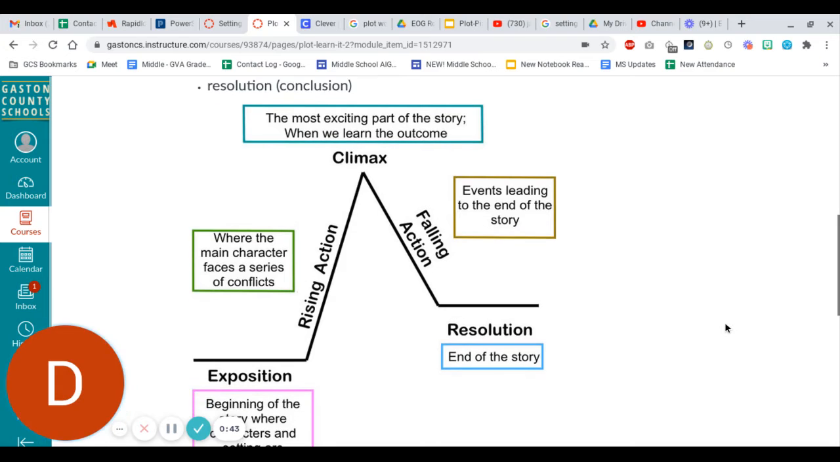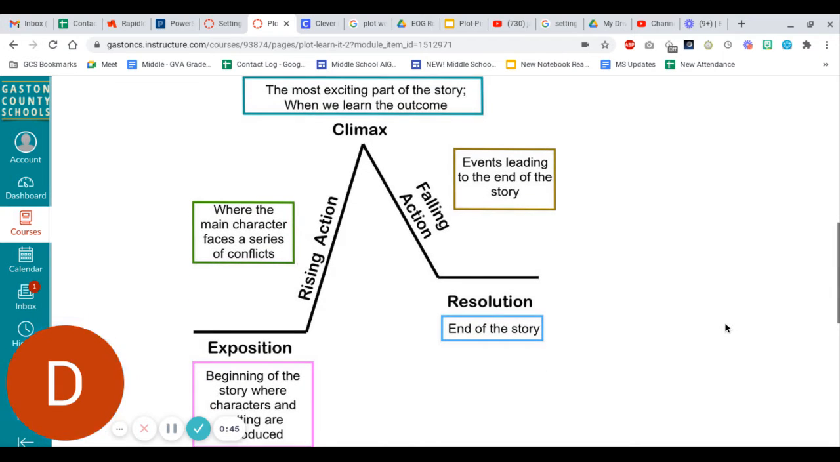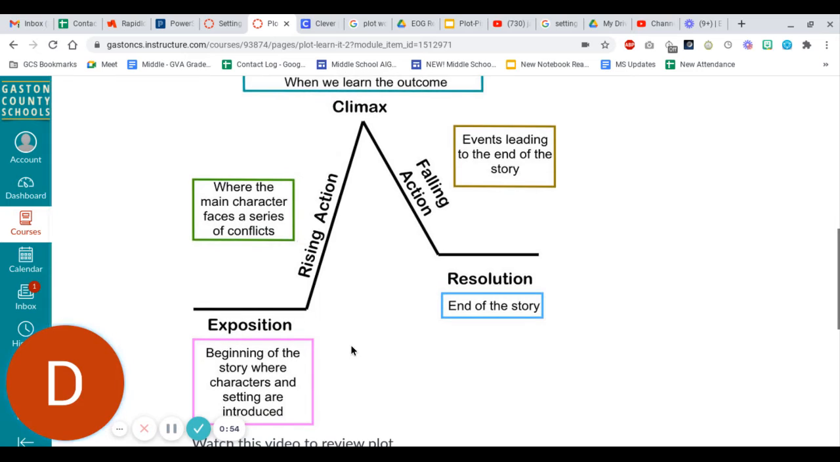So here is an example of a plot map that we talked about before. And we always begin at the bottom of the mountain, sort of like a roller coaster when you get on the roller coaster. The exposition is the beginning of our story, where we're introduced to our characters and the setting of the story, the where and the when. Then, as the story progresses, we go into the rising action. This is where our main character faces a series of conflicts, problems, things that happen in the story.